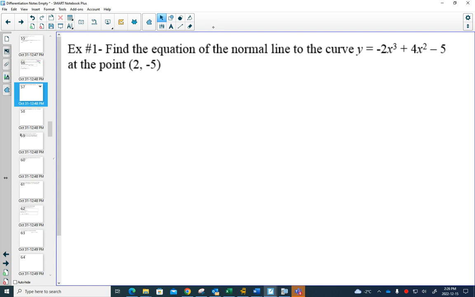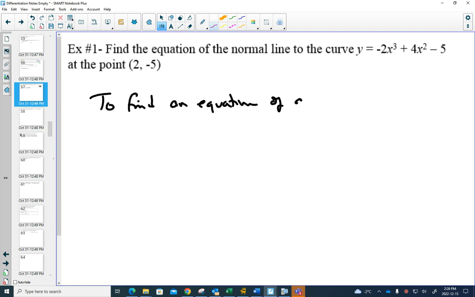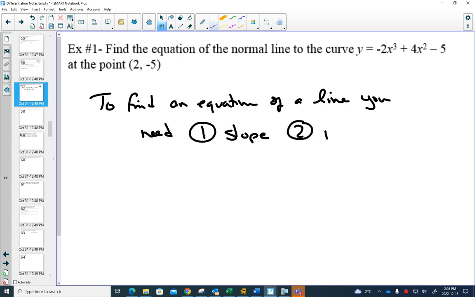Right? And again, we say to ourselves, find an equation of a line. You need two things. One, you need the slope, and two, you need a point. We've already got the point. They tell us at 2, -5. All we need now is the slope. And this is where calculus comes in. If calculus finds us the slope of the tangent, then we can use the slope of the tangent to find the slope of the normal.